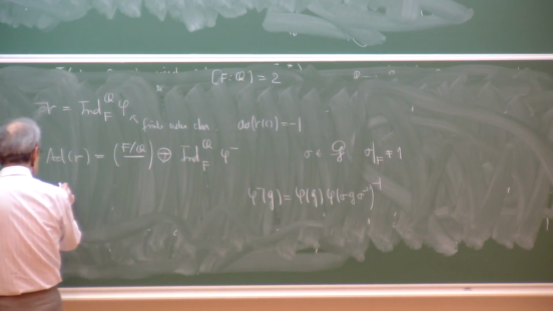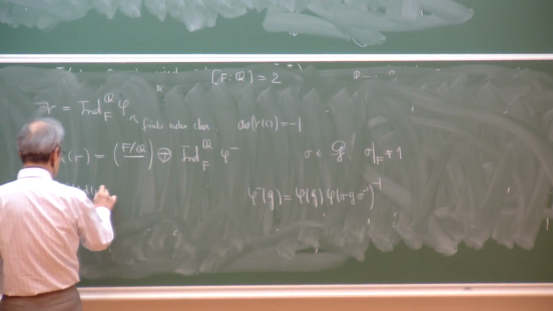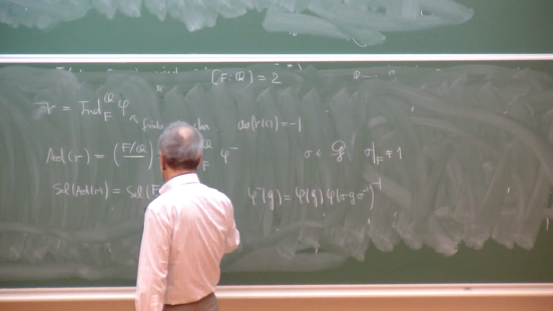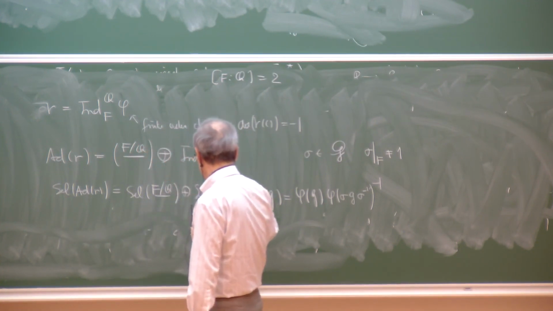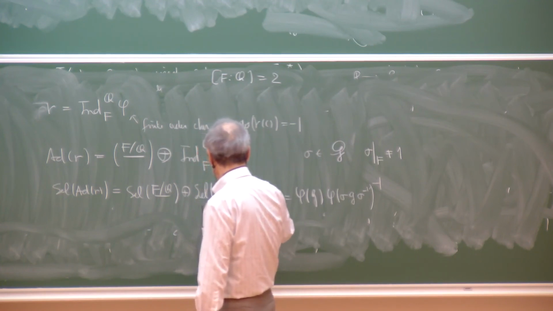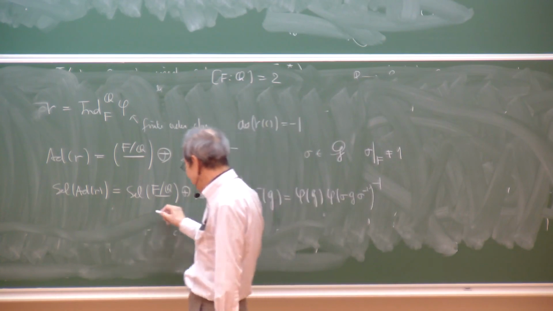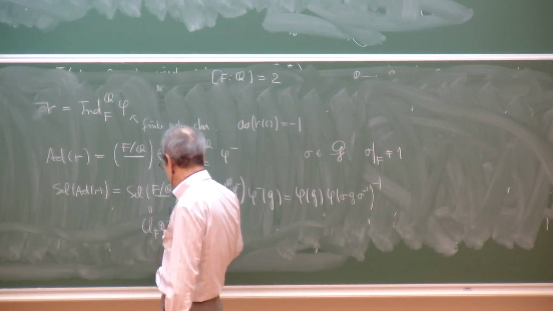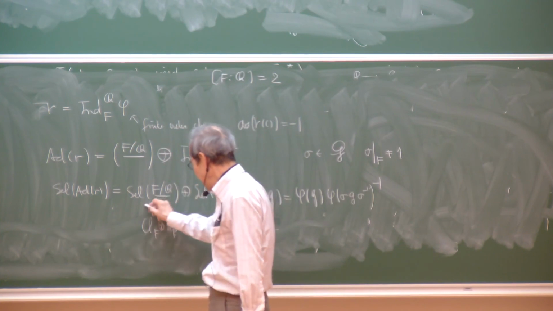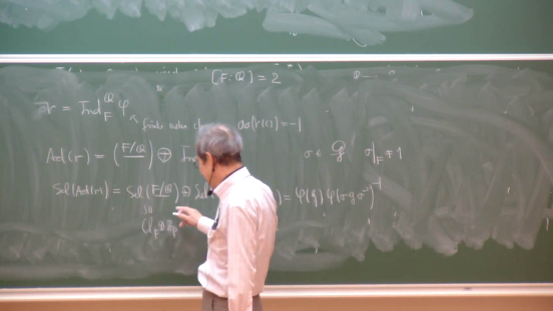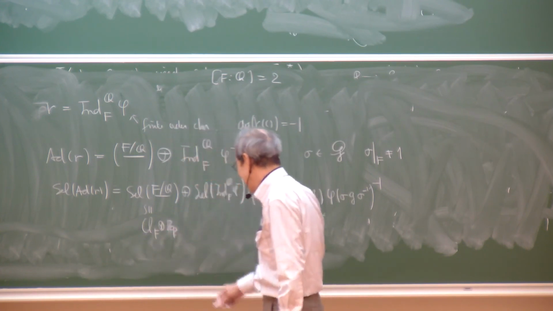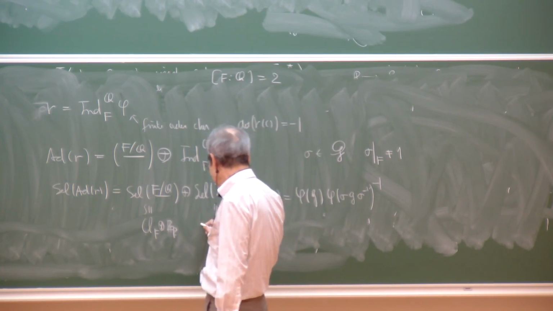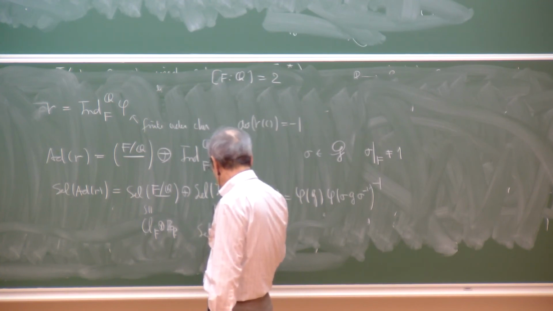So the Selmer group of ad rho over Q is the Selmer group of, I don't define it, but you can guess it, the Selmer group over F. Formation of the Selmer group is very much functorial, and this is isomorphic to the class group of F tensor Z_p, the p-part. Well, strictly speaking, I need to put the Pontryagin dual, but again, this is finite, I don't care. And this is by Shapiro, the Selmer group over F of phi minus.